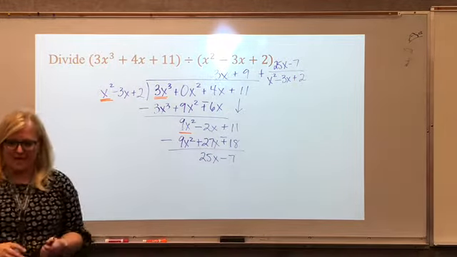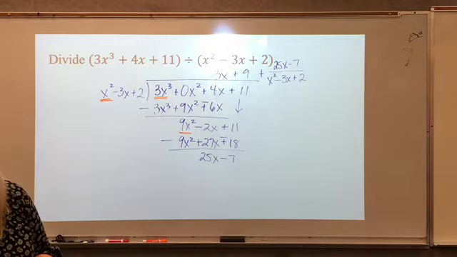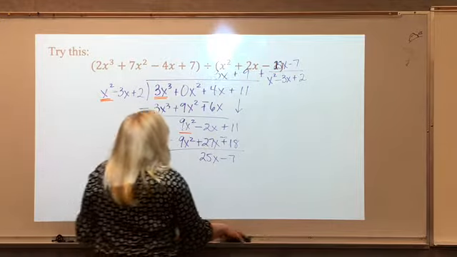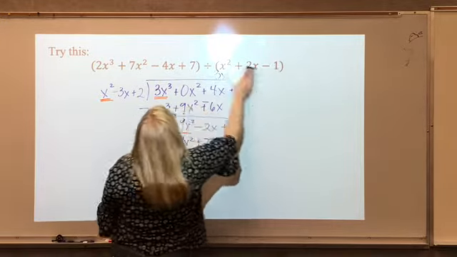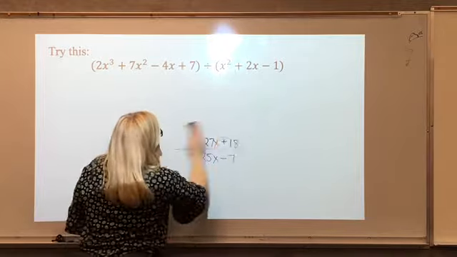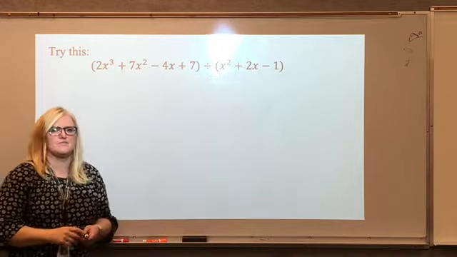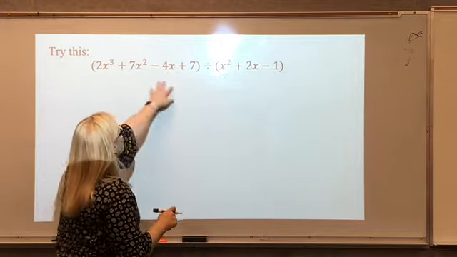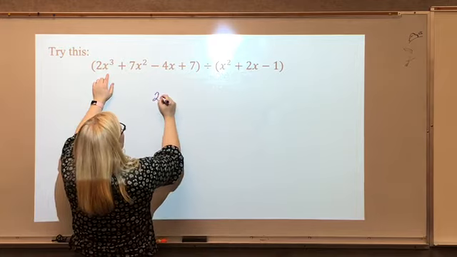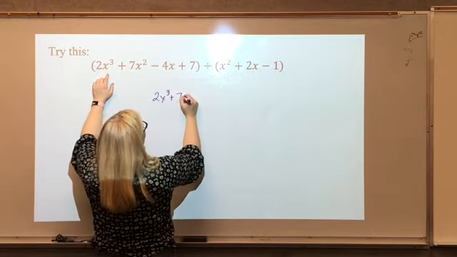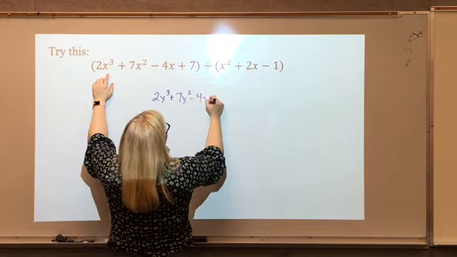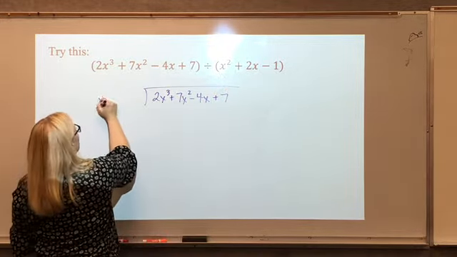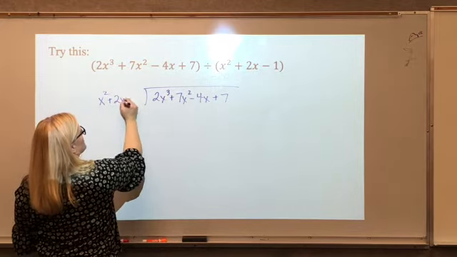All right, last one. I know it's been a lot. Okay? I want you to go ahead and try this one. So go ahead and pause your video. All right, this one's nice. We're not missing any terms. So I've got 2x cubed plus 7x squared minus 4x plus 7, divided by x squared plus 2x minus 1.